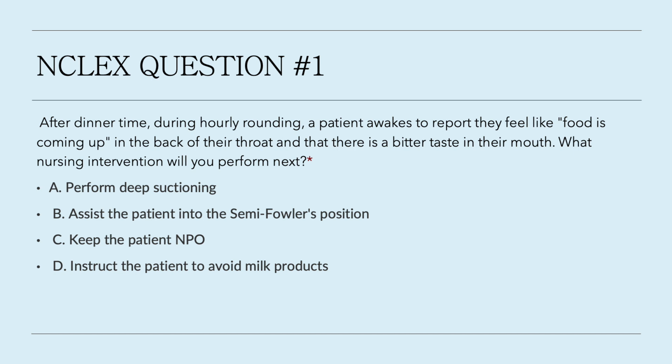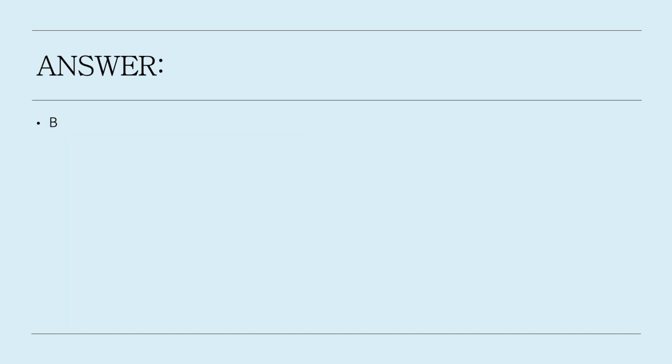So we just said you're doing your hourly rounding. The patient said they feel like the food is coming back up. What are you going to suggest the patient do? All right, so we're going to assist the patient to a semi-Fowler's position. That could help with the patient experiencing reflux, because we know that being in that upward position can help prevent reflux.